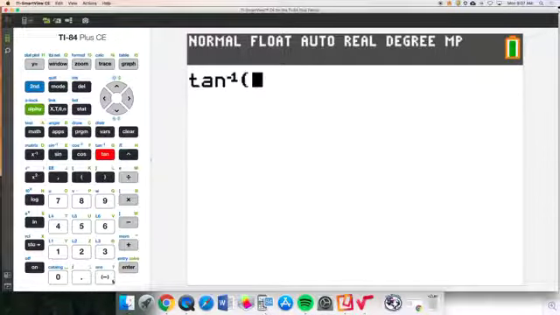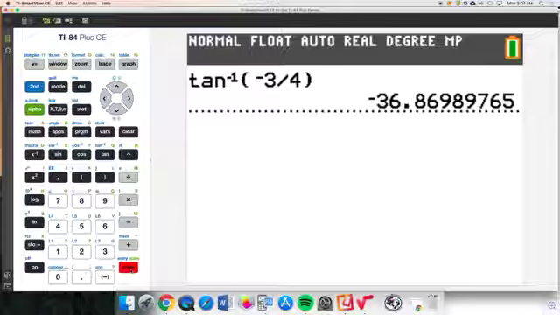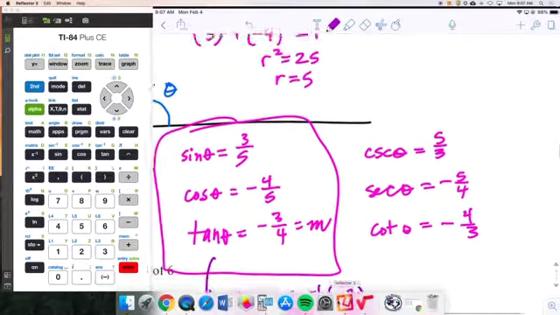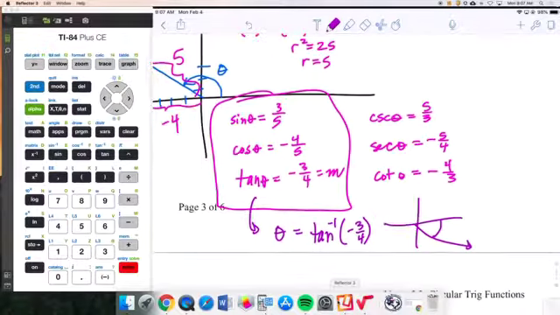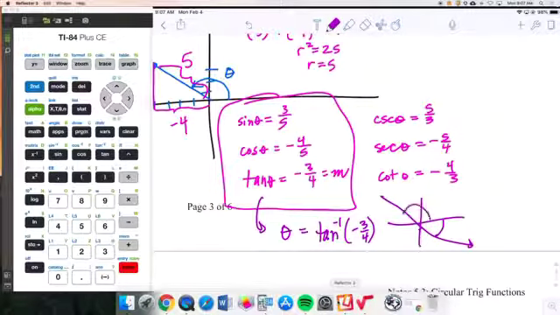Second tangent of -3 divided by 4. It's going to give me an angle, probably not the one I want. It gives me -36.86. That gives me a quadrant 4 angle. Tangent's negative in quadrant 4, I see that. But tangent's also negative over here.